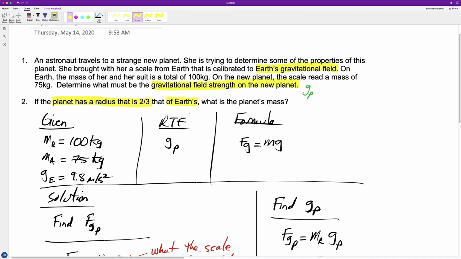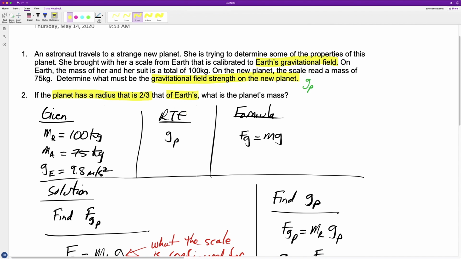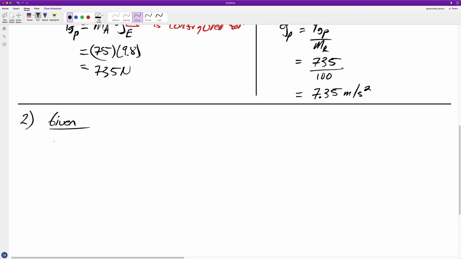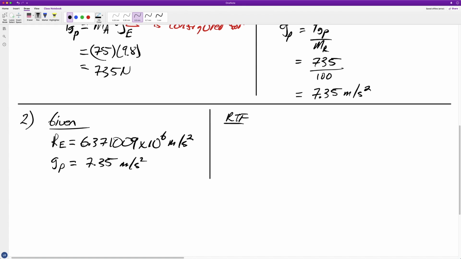All right, so in order to do this question, we need to look up what the value for Earth's radius is. And that was shown in previous questions, but the Earth's radius is 6.371009 times 10 to the 6 meters. The little g on our planet we have just found to be 7.35 meters per second squared. What we've been asked to find is the mass of our planet. Well, the formula we're going to use is little g is equal to big G, big M over r squared.